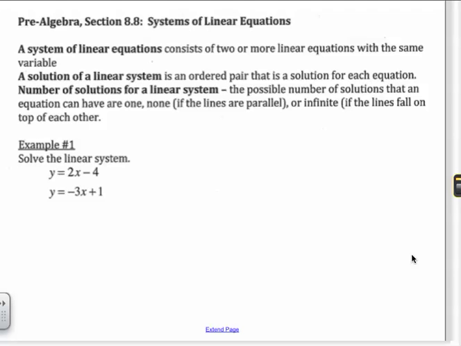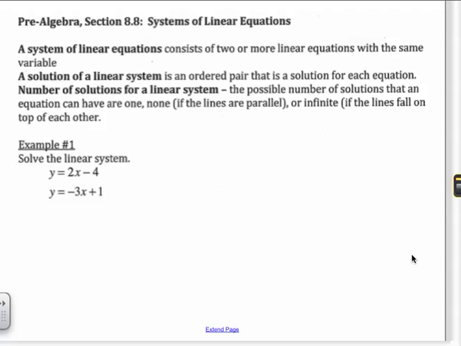All right. A solution of a linear system is an ordered pair, that's an x and a y, right? That's a solution for each one of them. It solves both of them. It works for both. I'll show you in a minute what we're talking about.